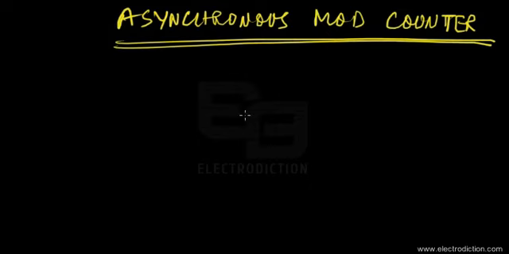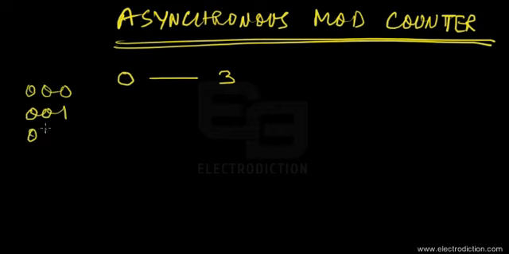So the counters that we'll discuss will operate in the asynchronous mode. If you remember from our previous tutorial on counters, if any counter counts from 0 to, let's say, state 3, it will pass through the binary stages 0 0, 0 1, 1 0, and finally 1 1. So a counter that counts from 0 up to state 3 passes through 4 states in total.